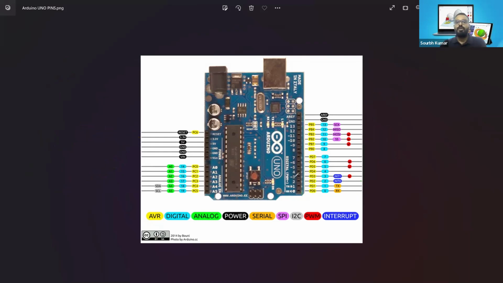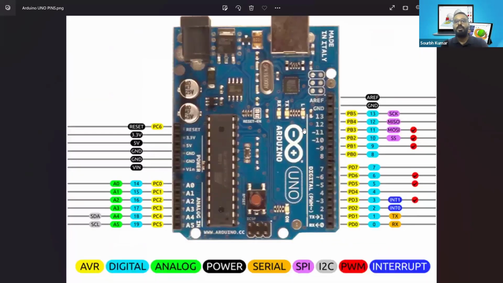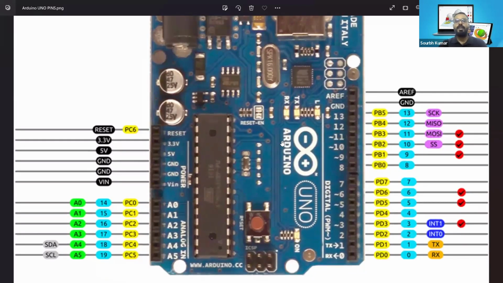If you notice these 0 to 13 pins, some of the pins have engravings on top of them. If I zoom into this page, if you look closely, you will find that some of the pins have this symbol, yes or no? It does have this symbol on top of it, like pin number 11, pin number 10, pin number 6, pin number 5, pin number 3, right? But others don't have that symbol in front of them.